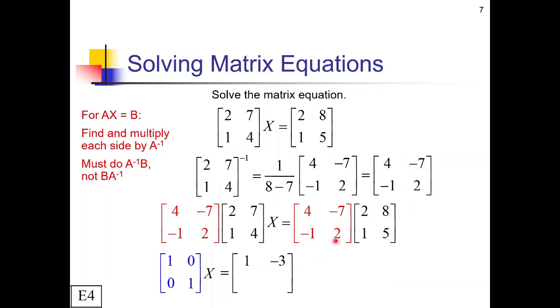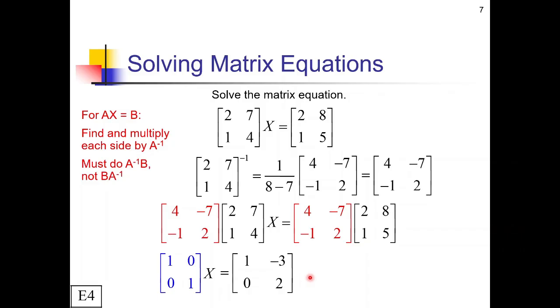Now we do the bottom row times each column. -1 times 2 is -2. 2 times 1 is 2. That adds up to 0. And then finally, -1 times 8 is -8. 2 times 5 is 10. So -8 and 10 gives us 2.